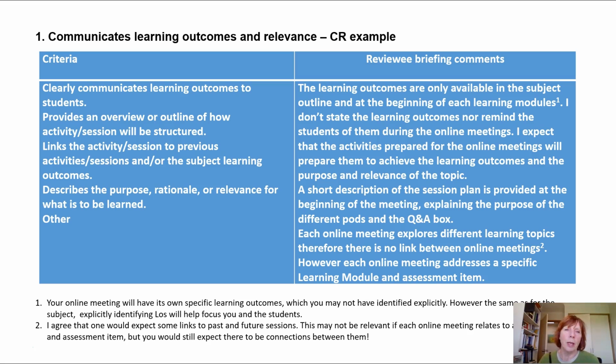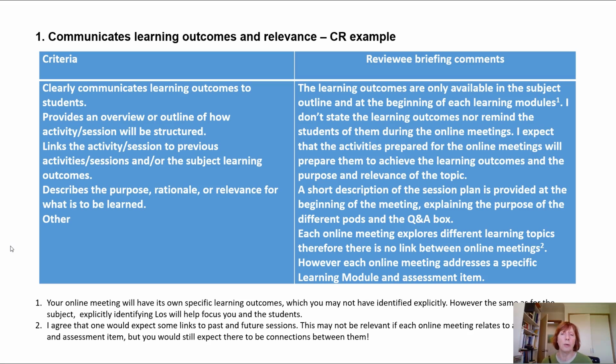Okay, so in this one I'm looking at a credit example which is for an online teaching activity, an online meeting, and looking at the first criteria, communicates learning outcomes and relevance. I'm only looking at the self-review aspect because the peer review usually provides a response both to the criteria and also to the self-review, so would be demonstrating similar kinds of ways of going about it. And you can look at that in the examples that have been posted in the module anyway.